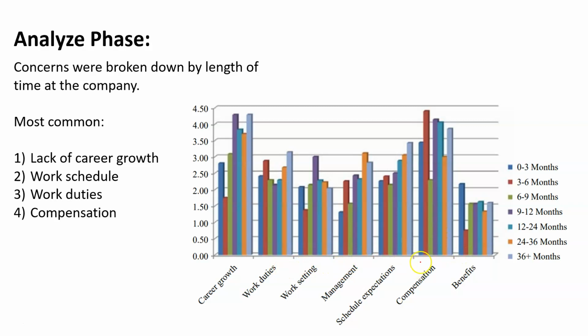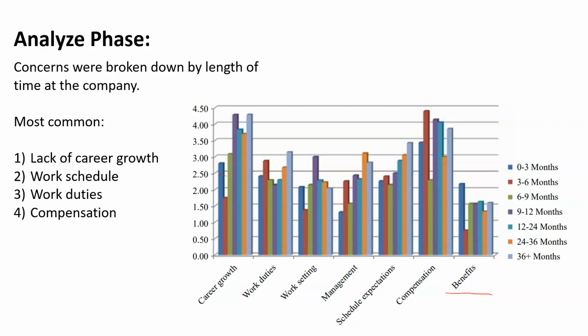You can see that compensation ranks very high. And if you look at just the first 2 bars, lack of career growth is pretty significant in the first 0 to 3 months. Another one was the work schedule, the schedule expectations, again a big bump compared to some of the others. Work duties ranks pretty high. The only thing where it wasn't a major problem appears to be the benefits category. Of course, compensation was pretty high all the way around.